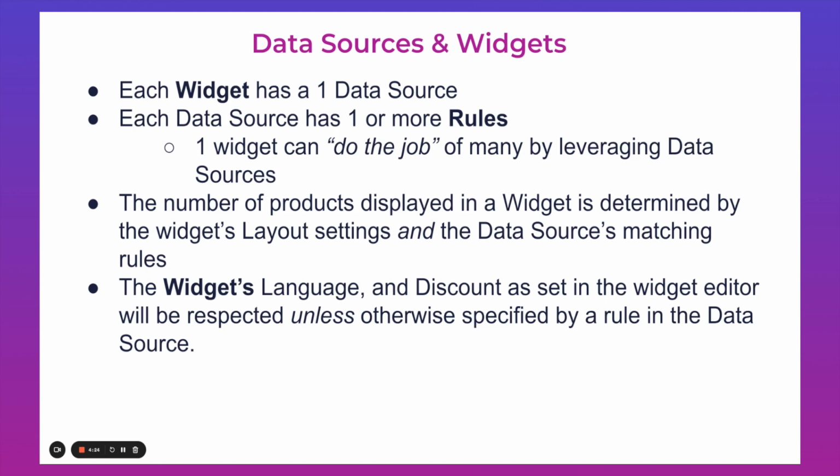The number of products that are displayed within a widget is determined both by the widget's layout settings and the data source's matching rules. So if your widget is only set to show 3 or 4 products, and you have a data source that is set to show one product, then there's nothing else that's going to show in that widget besides that one product. This will make a little bit more sense in a second, but I wanted to get that out of the way.